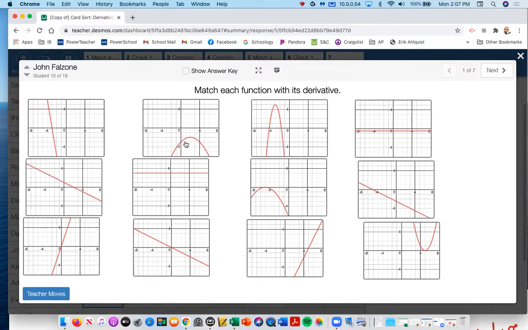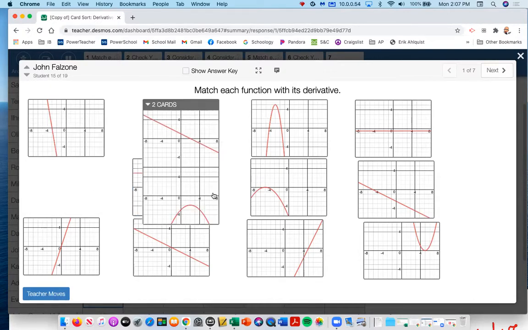So if this is a graph that's going from increasing to decreasing at 2, we need a matching graph that's going from positive values to negative values at 2. Well, this one's going from positive to negative values, but at -3. Look at this one right here. It's going from positive values to negative values at 2. So those should go together. See how they match up? See how this one crosses the x-axis when this one reaches a peak?